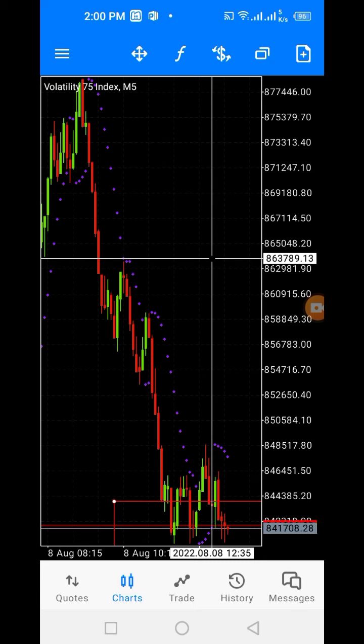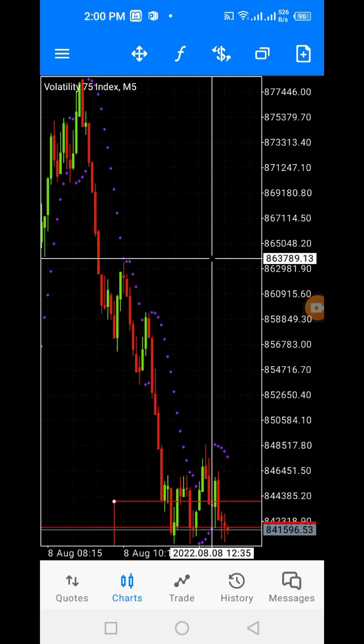Will this market go up? Once you see that it gives you the same direction as what you have on a 1 hour chart, then you place your trade. You place it, and don't forget, don't let your lot size be bigger than your equity.